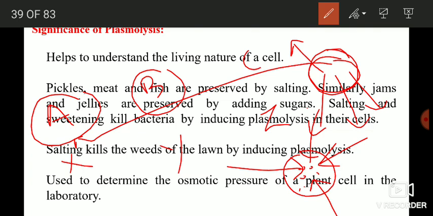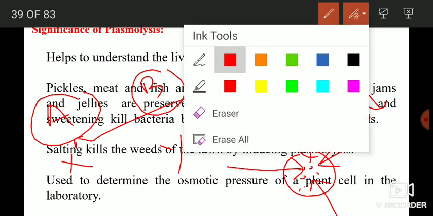And finally you will place the cell in solution C, and if nothing happens, water neither goes out nor moves in, you can say that the osmotic pressure of the solution and the osmotic pressure of the cell, which you were not aware of, are equal. I will repeat this point.